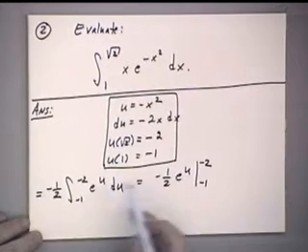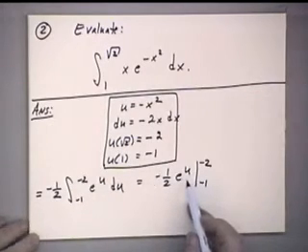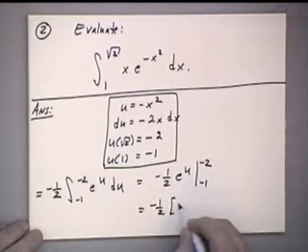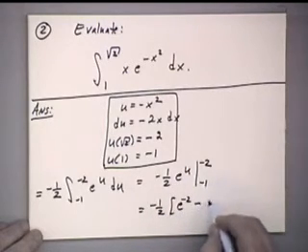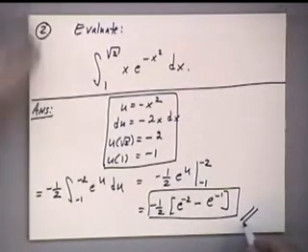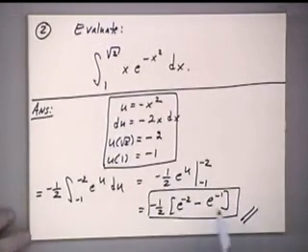The indefinite integral of e to the u is just e to the u. This is the only function for which that's true. And now this becomes minus 1/2 times e to the minus 2 minus e to the minus 1. And you could approximate that if you want, but you might as well just stop there. And I hope that this is the form that you got this in, because that is correct.